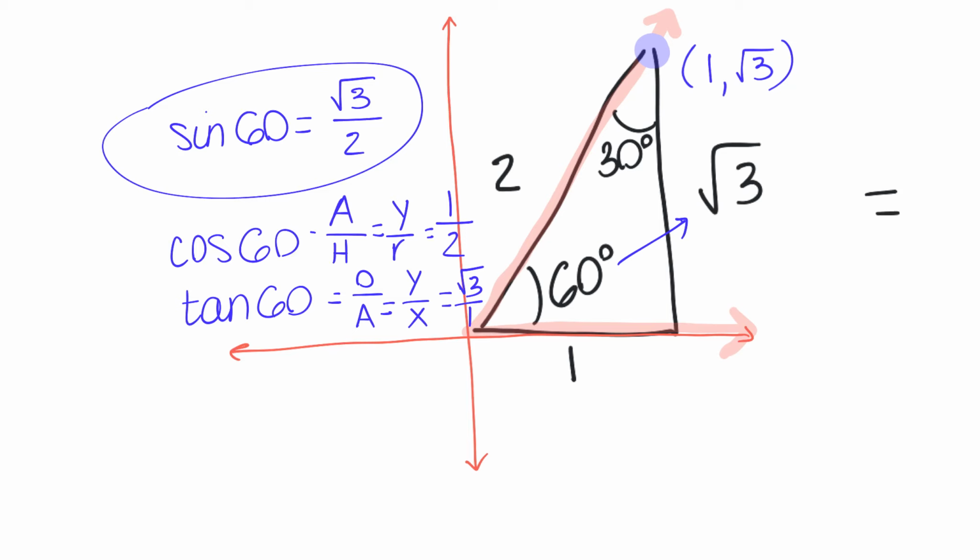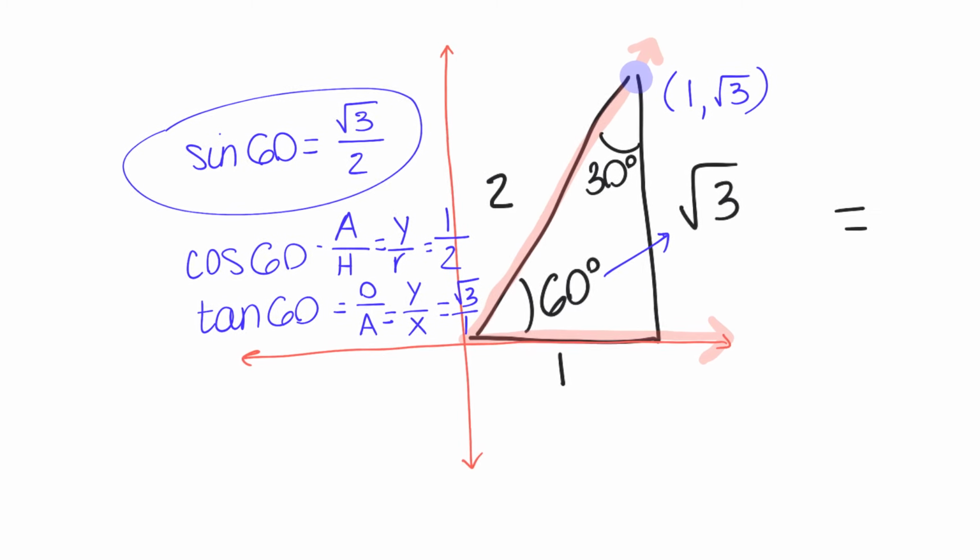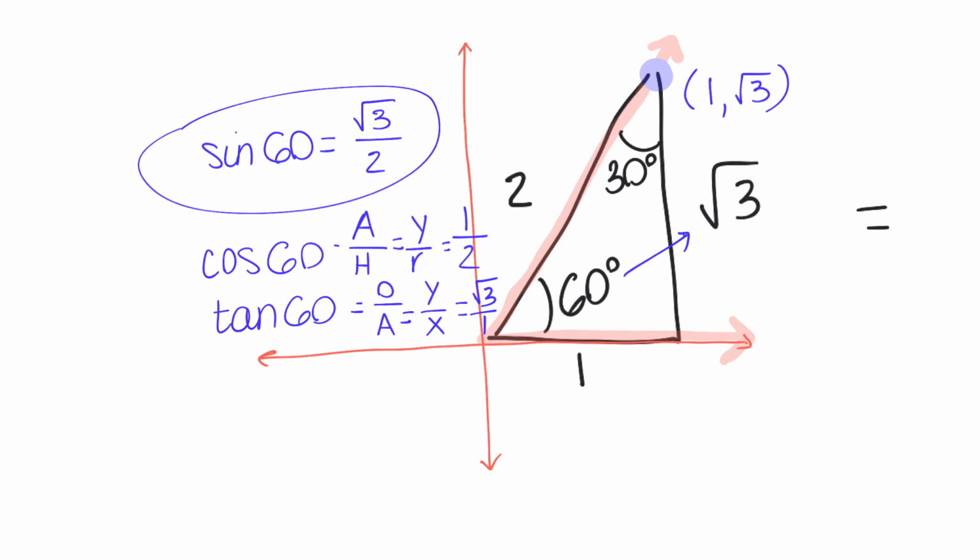Okay, now, here's the real kicker. This is all for 60, right? This is how we find the sine of 60 and the cosine of 60 and the tangent of 60. What if we want to do 30? We're literally going to pick up our triangle. We're going to pick up our triangle.